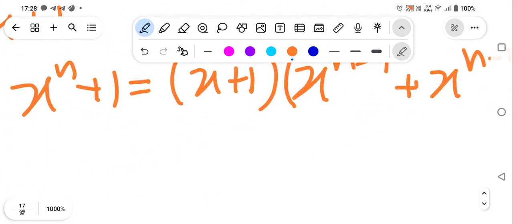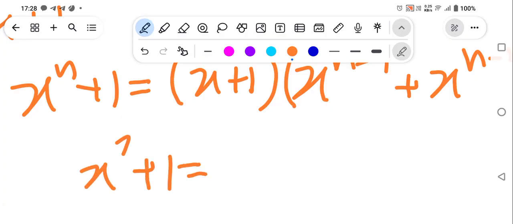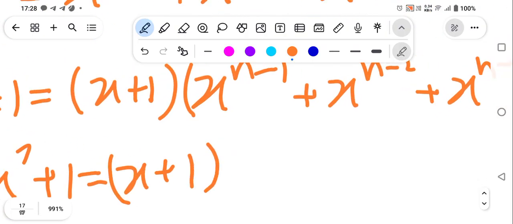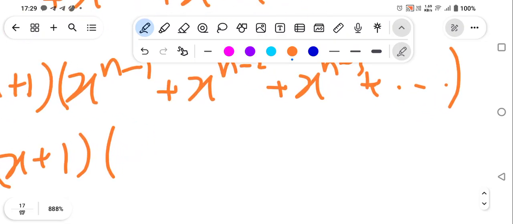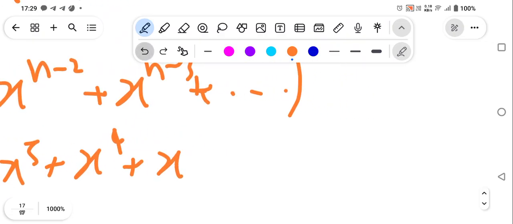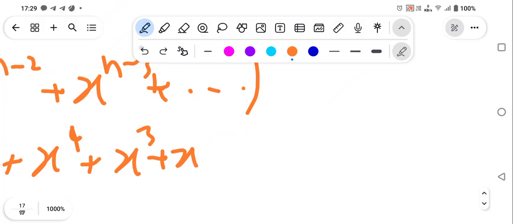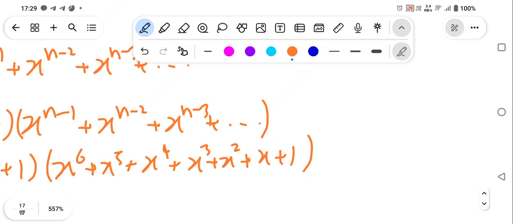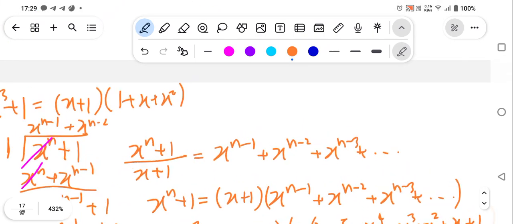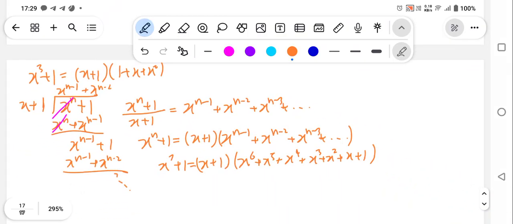That's how they can write x power 7 plus 1 in a matter of seconds, because it's literally just x plus 1 times x power 6 plus x power 5 plus x power 4 plus x power 3 plus x power 2 plus x plus 1. Yeah, that's how they do it. So amazing, right?